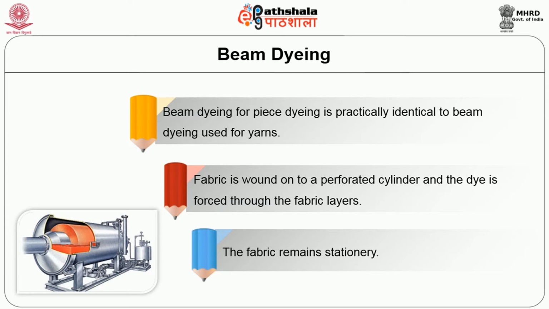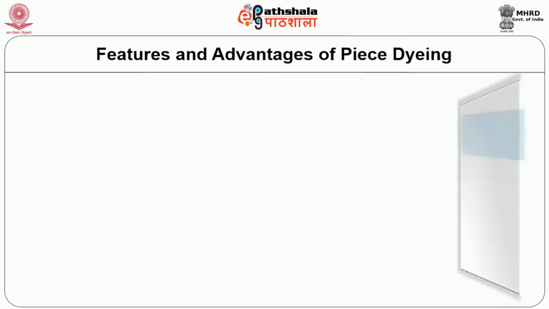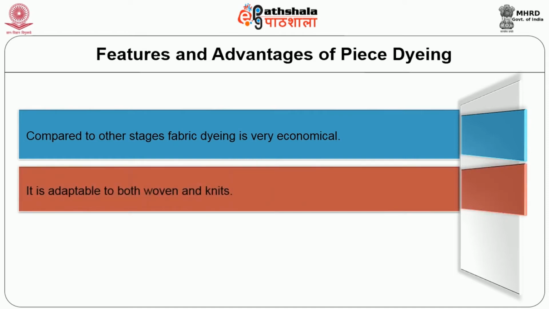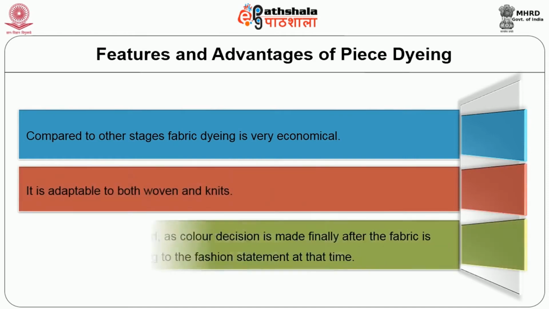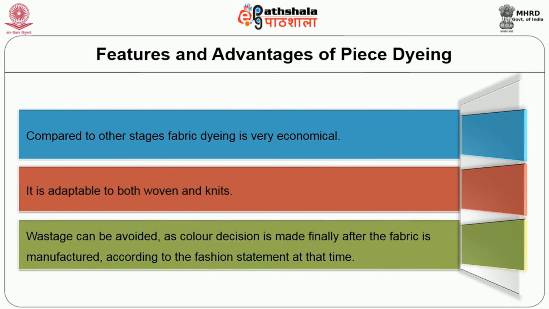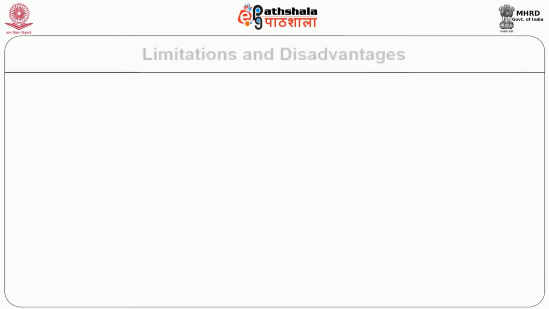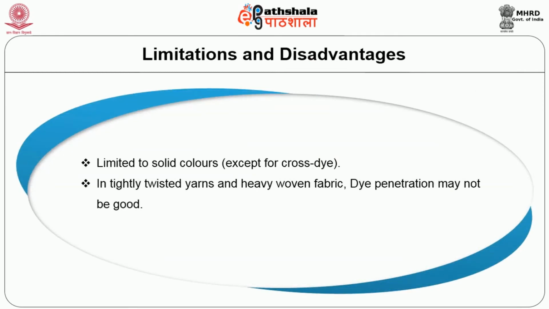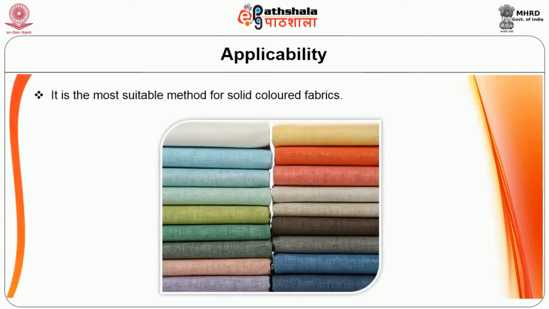The advantages of piece dyeing are: compared to other stages, fabric dyeing is very economical. It is adaptable to both woven and knits. Wastage can be avoided as the color decision is made finally after the fabric is manufactured, according to the fashion statement at that particular time. Disadvantages: it's limited to solid colors. In tightly twisted yarns and heavy woven fabric, dye penetration may not be good. Considering the applicability, it's the most suitable method for solid colored fabrics.